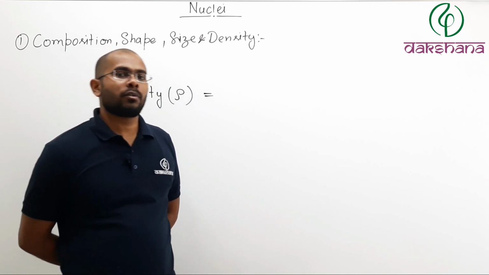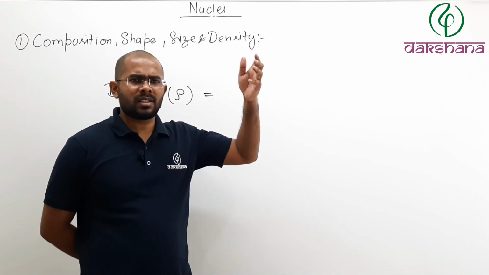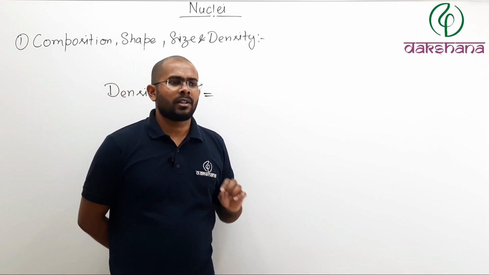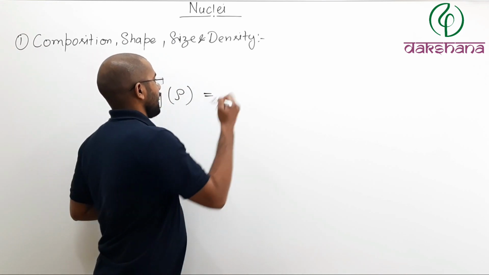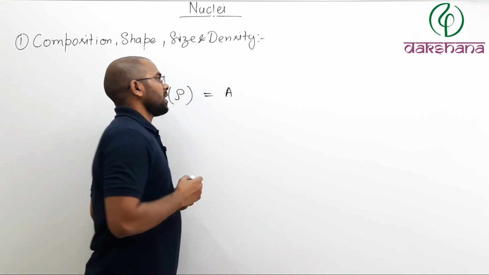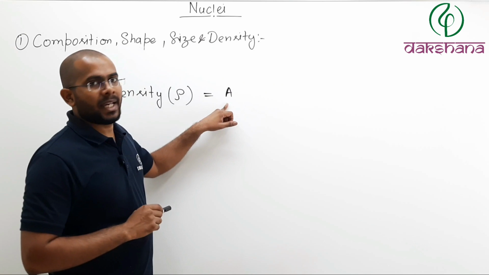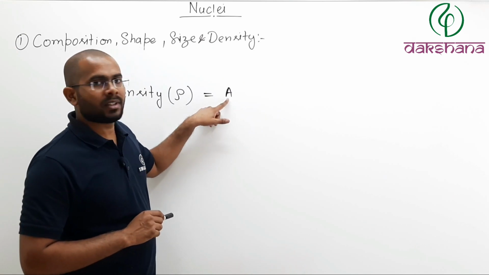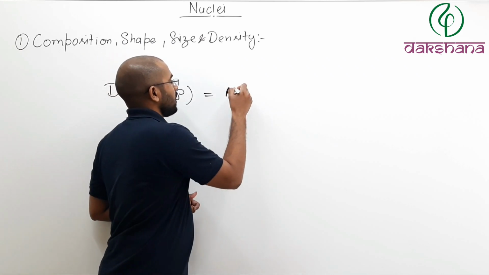So overall your nucleus is made up of only protons and neutrons. There are some other particles, but we will not talk about them. They are not relevant to our course. So mass number A, that is the number of particles inside the nucleus. And if I multiply number of particles with mass of one particle, that will give me total mass of the nucleus.